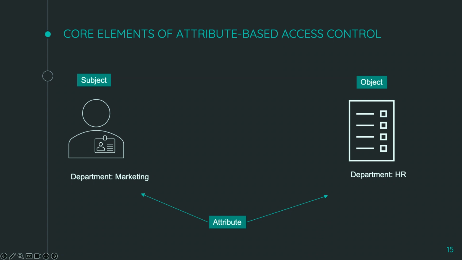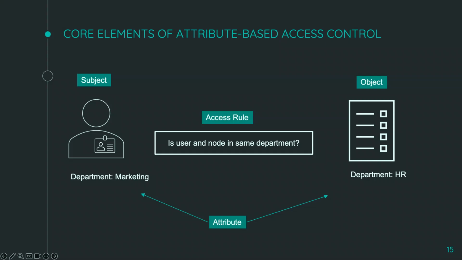Now, this is where you start to do your comparison. You add your access rules. And your access rules look at the attributes on a user, look at the attributes on a node, and then you can ask a question with it. Like, does the user's department match the department of the content? Or any other kind of question that you want in terms of comparing those different attributes.